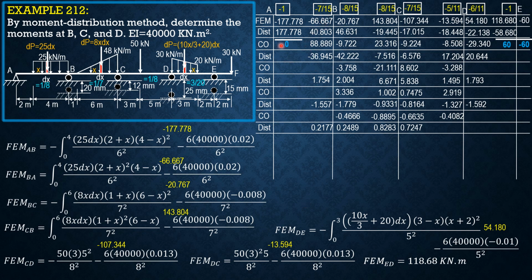Then add the values in this column. So in this column, it is 0. That's the final moment at A, 0. This is moment BA, 26.328. So moment BC, which is moment at B, should be negative of 26.328. So add the values in these columns. That's moment CB, positive 125.728. So the moment at C is in this column here. We add negative 125.729. Add these values. That's moment DC, negative 23.600. Add these values. This is the moment at D, 23.6. So finally, moment ED, positive 60. Moment EF, negative 60.